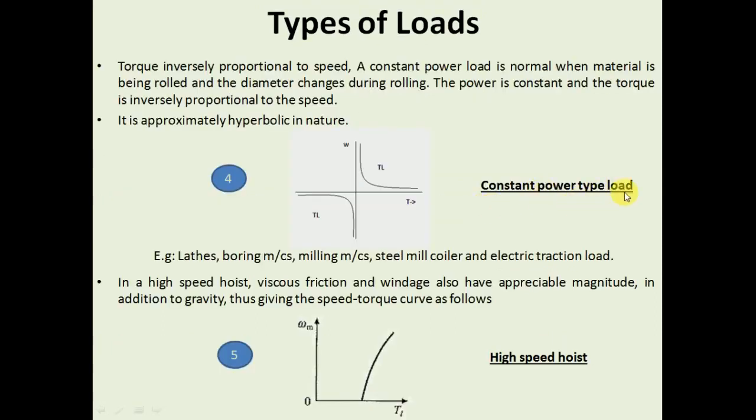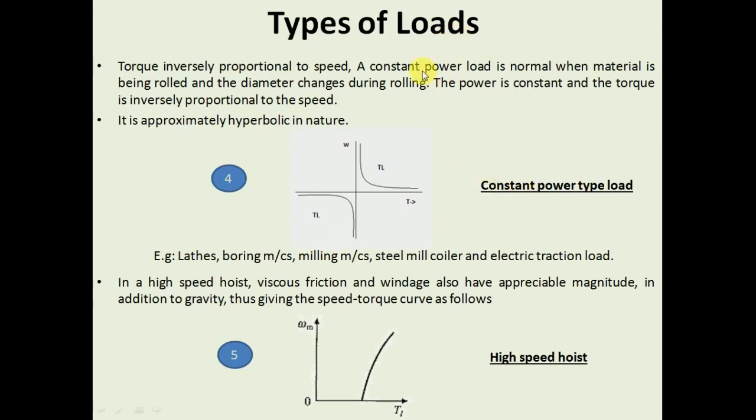Next classification is constant power type load. From this characteristics itself, it's very clear that if you consider all the points, for low torque the speed is high, and for high torque the speed is small. So at all the points the power almost remains constant. Please make a correction here. Here it won't be T suffix capital L, it will be T suffix small l. As constant power is to be maintained, the characteristics will have a hyperbolic shape. The best examples for this constant power type load are lathe, boring machines, milling machines, steel mill coiler, etc. All the classifications discussed so far come under the broad category of different types of loads.